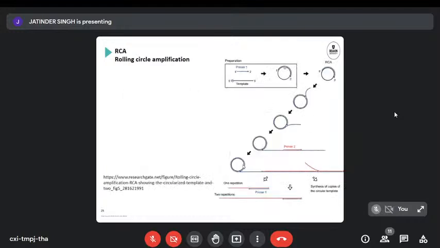Rolling circle amplification is another technique where instead of having separate strands of DNA, the amplification makes the DNA into a circle, which means that we get a very long bit of DNA being formed as our amplification product. And then on that very long bit of DNA, new rolling amplification systems can start happening. So we get a very diverse mix of different lengths of amplification products being formed.